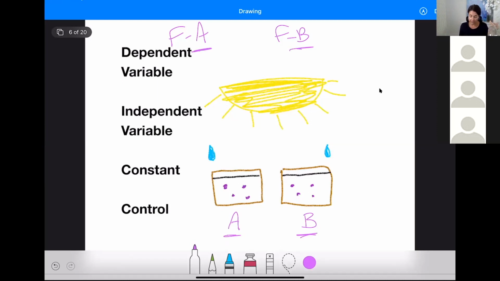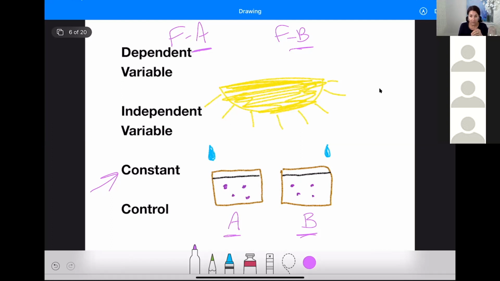Okay, so let's analyze that really quickly. What are my constants? My constants are the actual containers, both terracotta, both are the same size. The amount of dirt is a constant. The amount of seeds is a constant. The amount of water is a constant. The amount of sunlight is a constant.